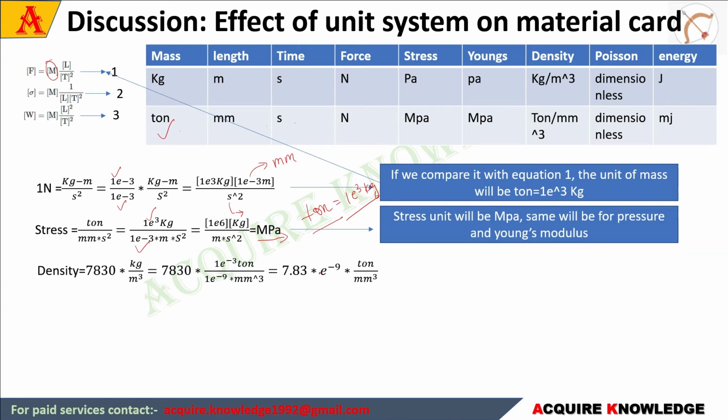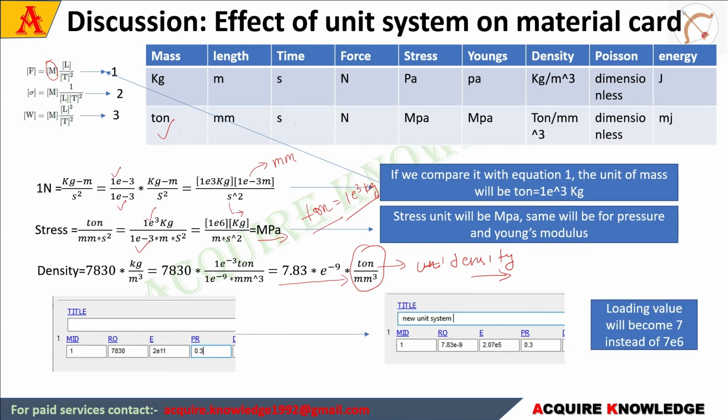Now let's take the quantity of steel. We know that steel density is 7830 kg per meter cube. Now if we reconvert this density into the current unit system, that is ton, mm, and second, that we are planning to work in, we can convert 7830 kg into ton and meter into mm. So we will come up with the value of 7.83e to the power minus 9 ton by mm cube. And this is the density unit in the current unit system, that is ton, mm, and second.